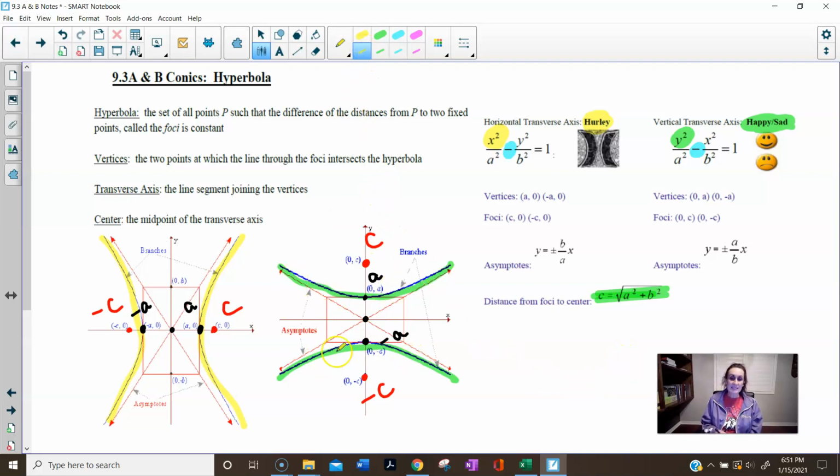What about these asymptotes? Here are the equations of the asymptotes. And notice it's a plus or minus because we have two lines. We have a positive slope line and a negative slope line. So this stands for two of those asymptotes. Basically, though, we're just drawing a line. The b over a or the a over b is simply the slope. So let's go through and graph some hyperbolas.